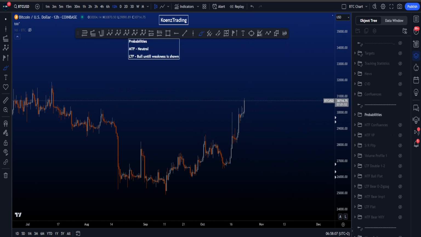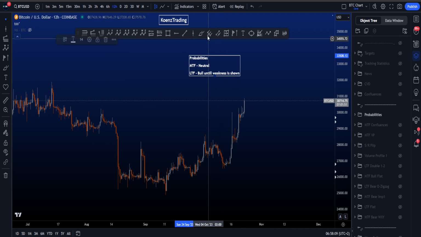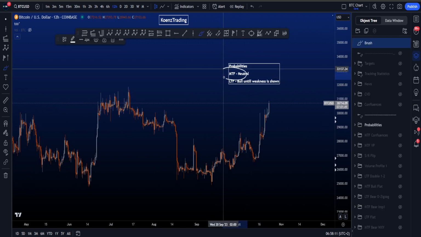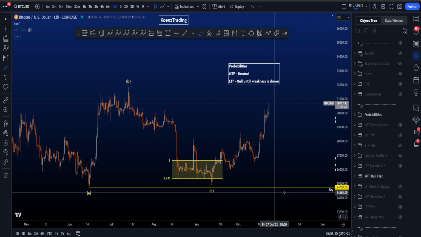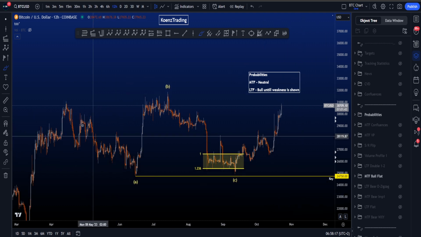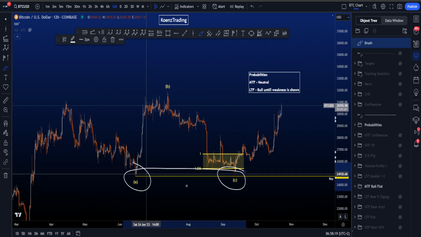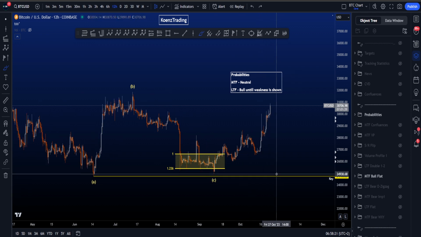But if we look at the probabilities, then on the medium time frame, the only reason I wrote neutral at the moment is because a flat on a medium time frame, a running flat I should say, where wave C does not take the low of wave A, is incredibly rare.